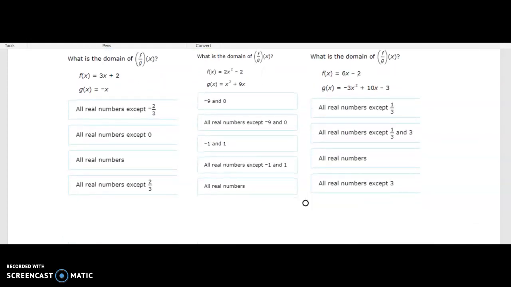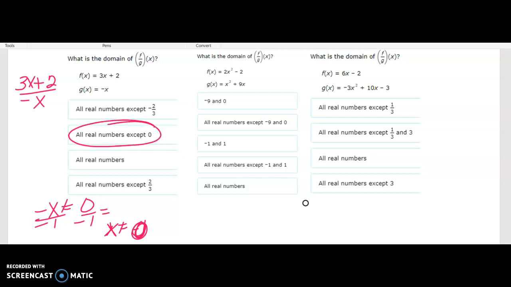And it just kind of keeps on going like that. So we are going to talk about the domain. So 3x plus 2 over negative x. Negative x cannot equal 0. Divide by negative 1. x cannot equal negative 1. Or, I'm sorry, that is not right. 0. Because 0 is on top, then 0 is what you got. So it can be any number except for 0, because if you put 0 on bottom, then you have 0 on bottom.